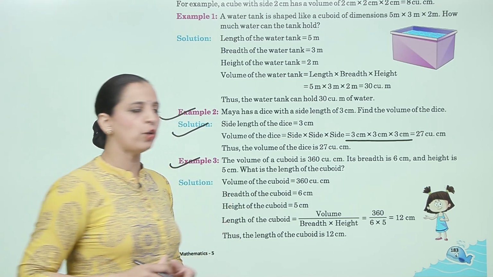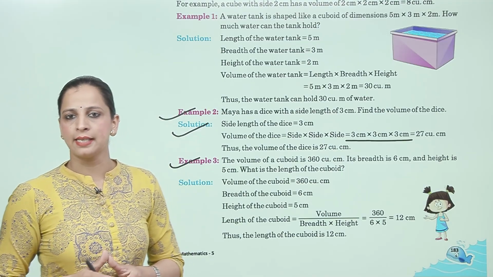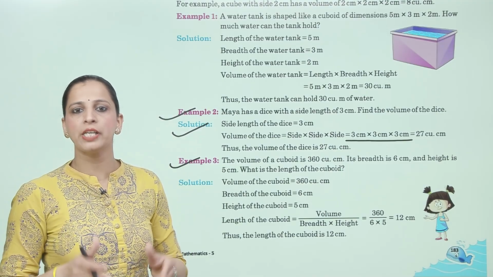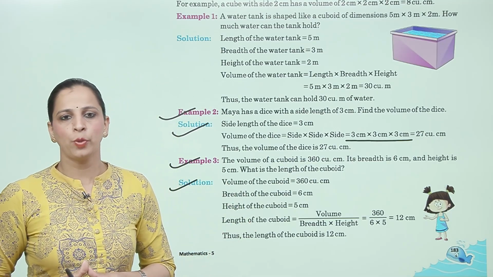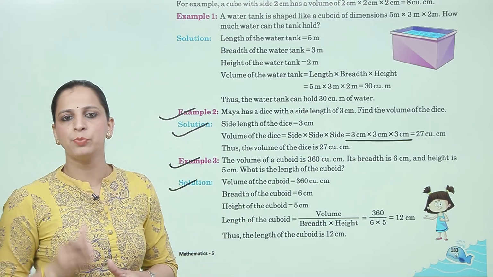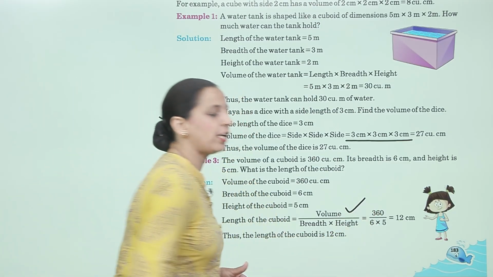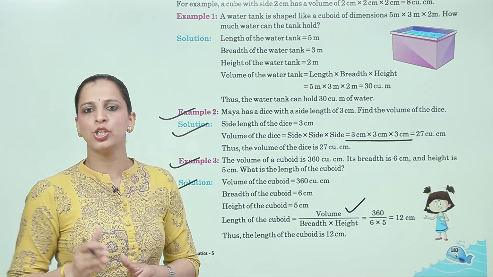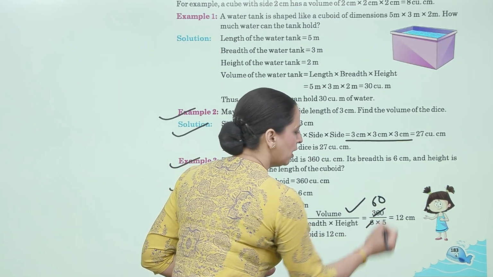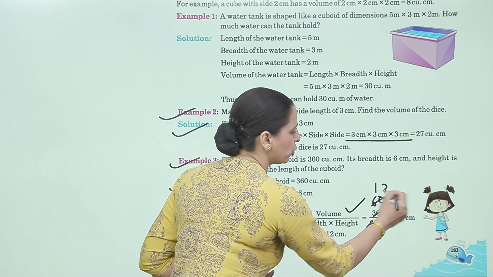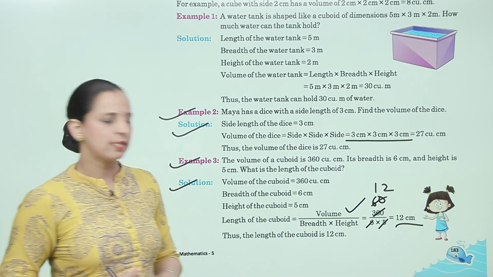Now, example 3. The volume of a cuboid is 360 cubic centimeter. Its breadth is 6 centimeter and height is 5 centimeter. What is the length of the cuboid? Solution. Volume of the cuboid is 360 cubic centimeter. Breadth of the cuboid is 6 centimeter. Height of the cuboid is 5 centimeter. Length of the cuboid is volume divided by breadth into height, that is 360 upon 6 multiplied by 5. 6 ones are 6, 6 6s are 36, 5 ones are 5, 5 twos are 10, that is 12 centimeter. Thus, the length of the cuboid is 12 centimeter.